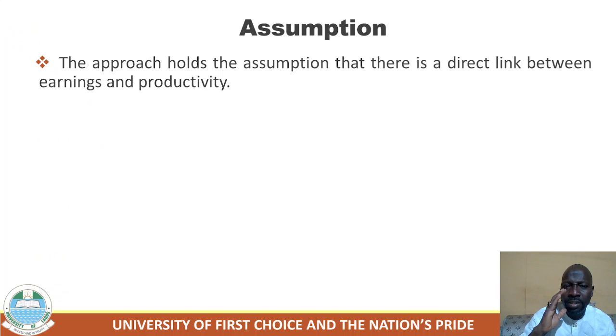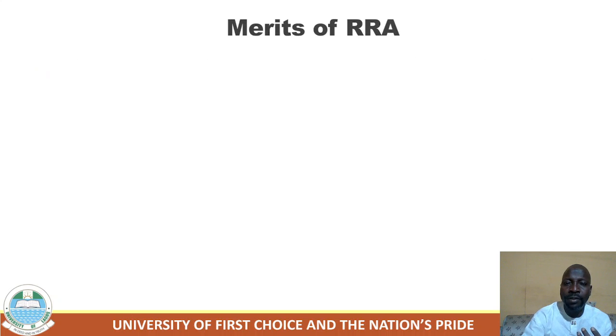Now, there is an assumption that underlies the use of this approach. The approach holds the assumption that there is a direct link between earnings and productivity. The more you earn, the higher your productivity. The lower you earn, the lower your productivity. That is the assumption that we need to hold on to when applying this RRA approach to educational planning.